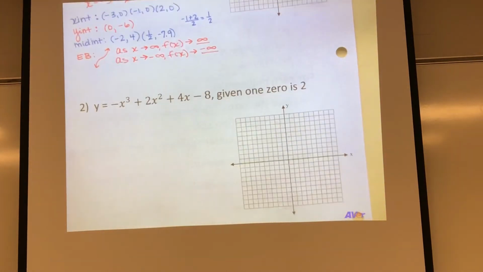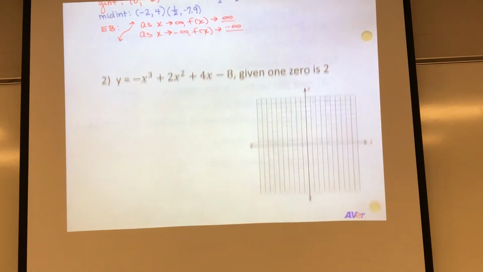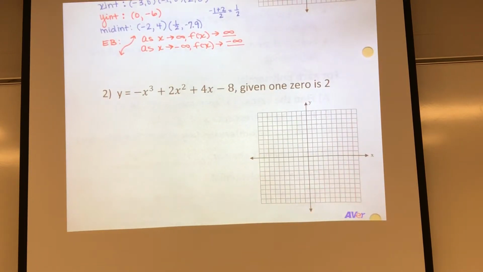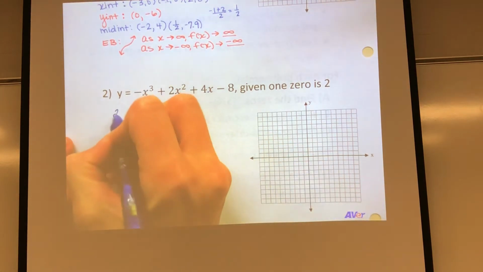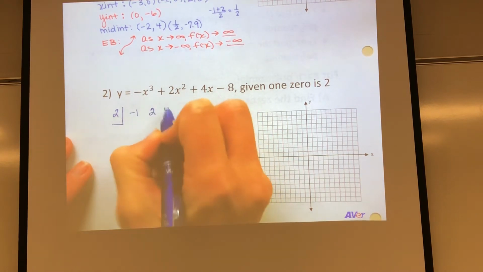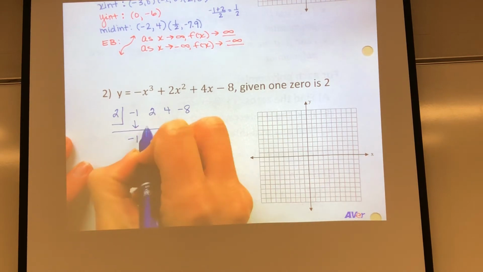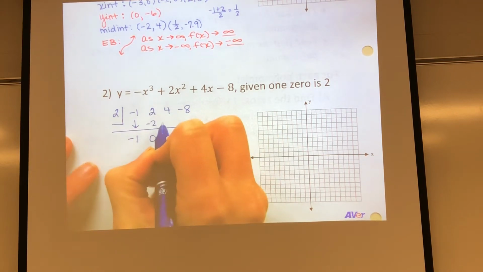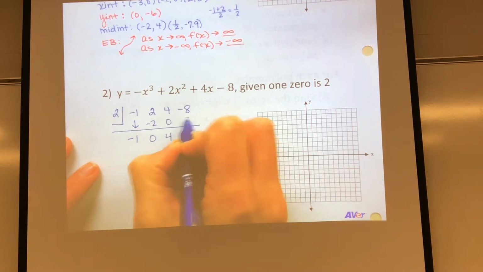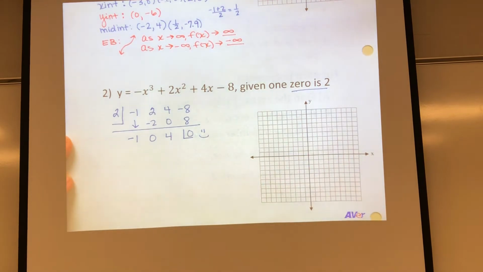With number 2, start by using some synthetic division to find the other zeros, because we know one of them is 2. So hit pause, see how far you can get on those steps before you come back and check. All right, so we have 2, -1, 2, 4, and -8 across the top. When we solve that all out using synthetic division, we end up with a 0 here, which we knew we would get because it said it was a 0.